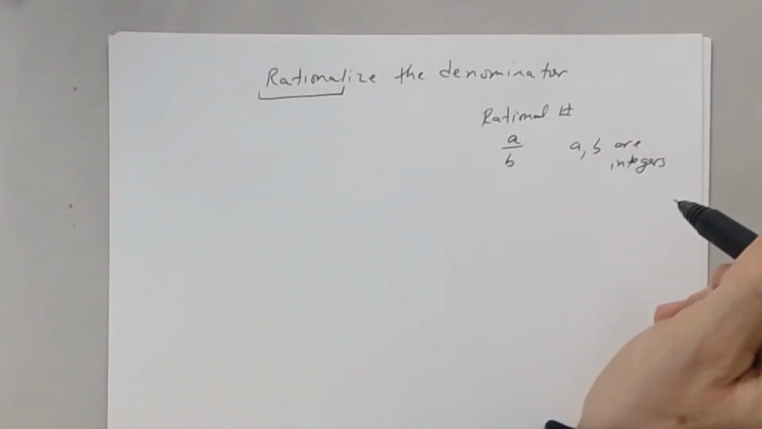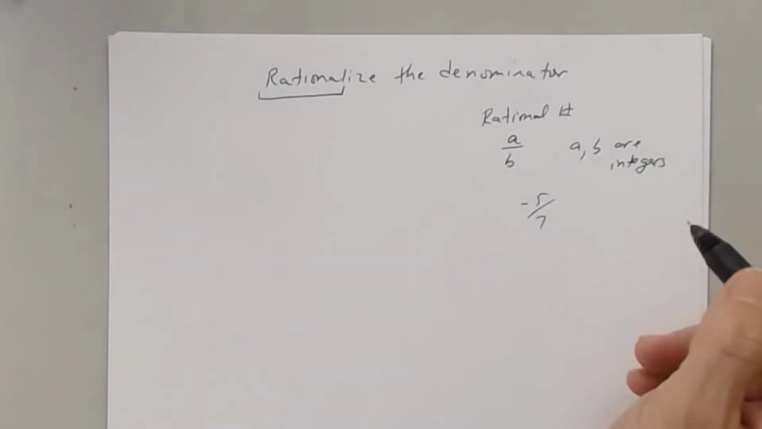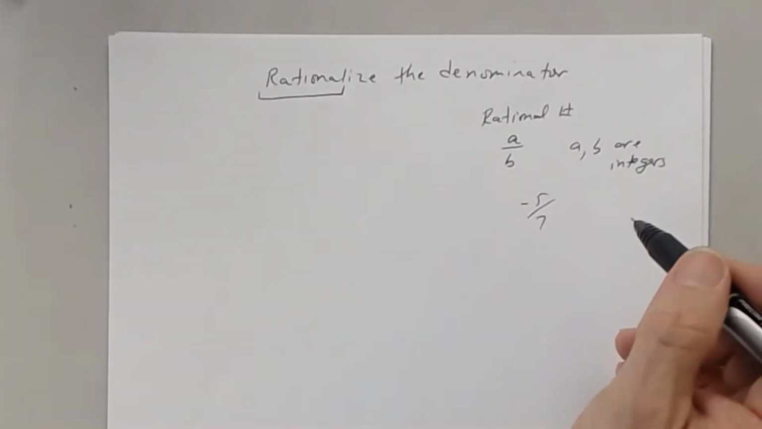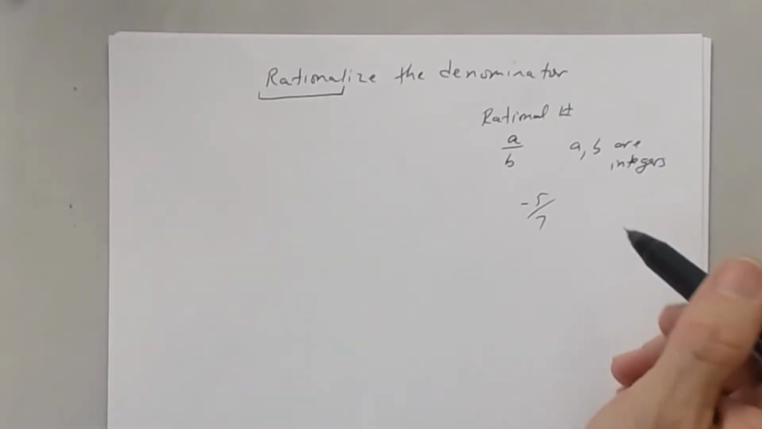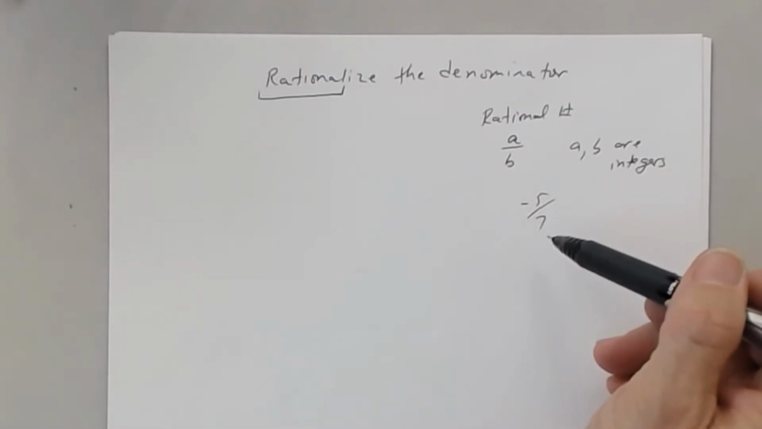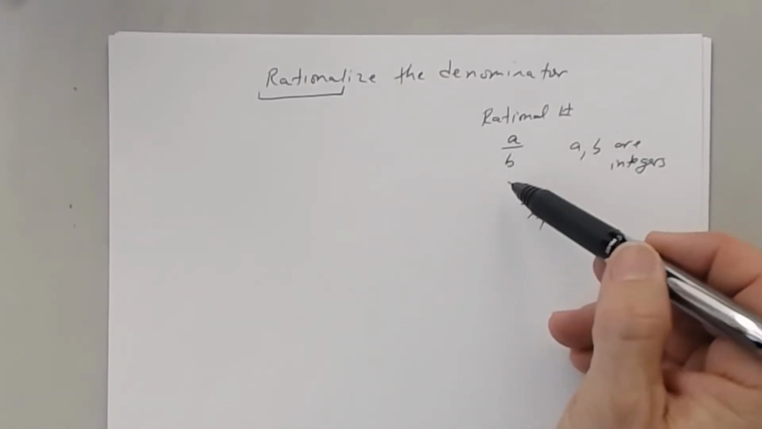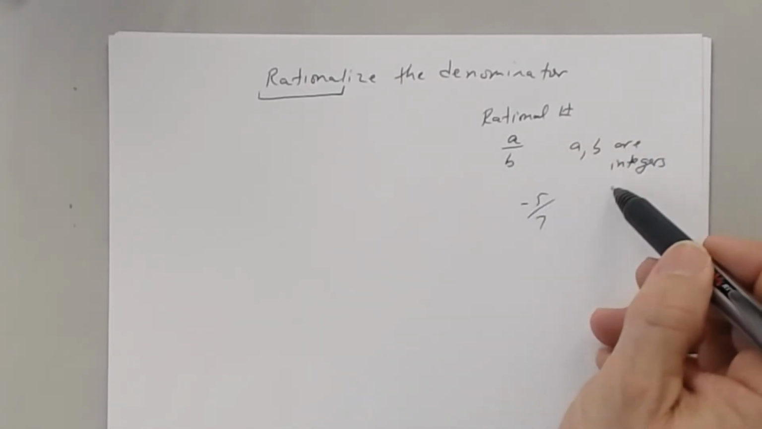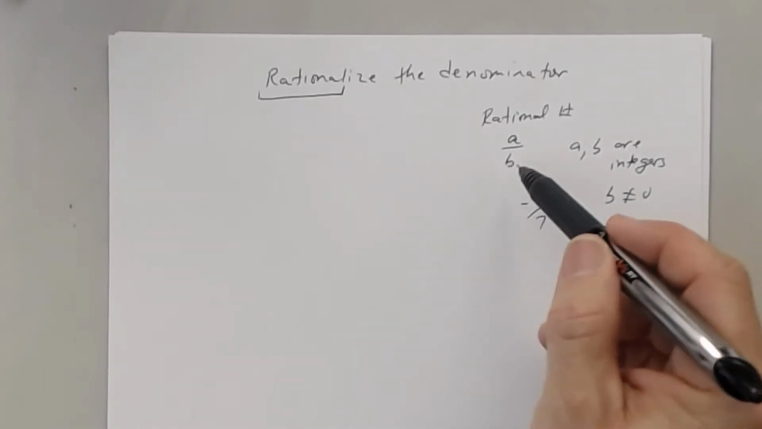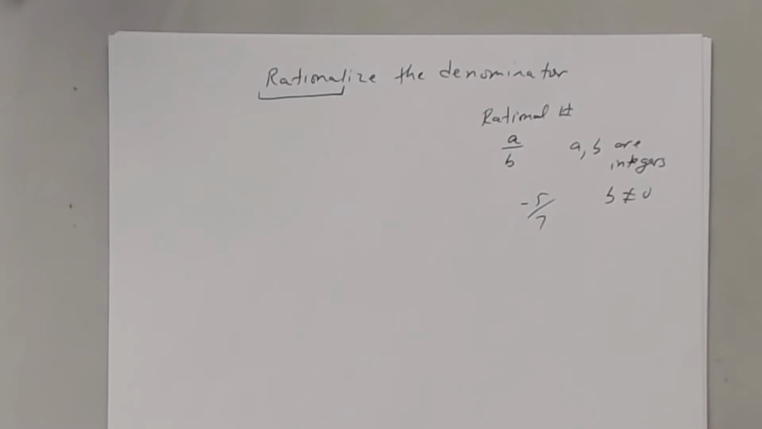They are integers, kind of like negative 5 over 7. Is negative 5/7 a rational number? Yes, because the numerator is an integer and the denominator is an integer. But keep in mind, we can never divide by what number? 0. So b cannot equal 0. b can be any integer but 0, because we cannot divide by 0. Remember, that's undefined.